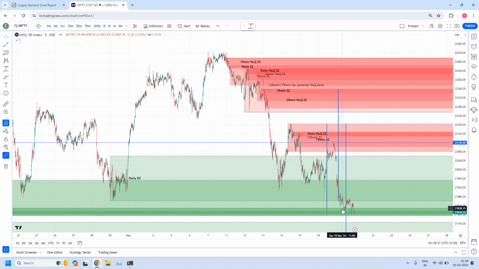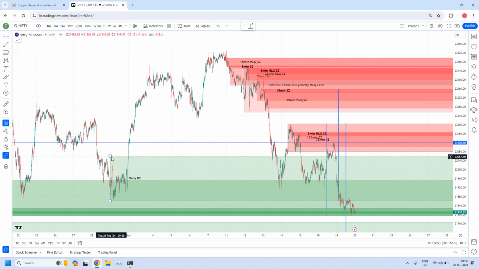But now what happened? Shorts are enabled, but they are based on the counter trend trade setup. That means we are planning against the trend. You can plan the trades.